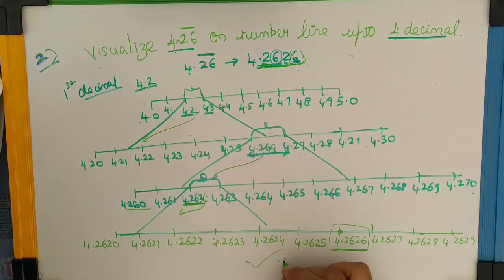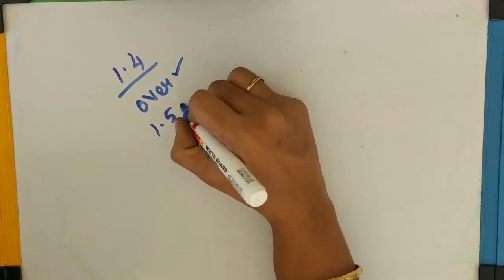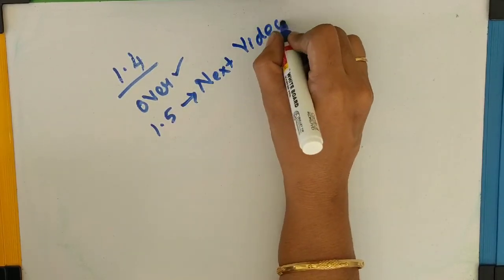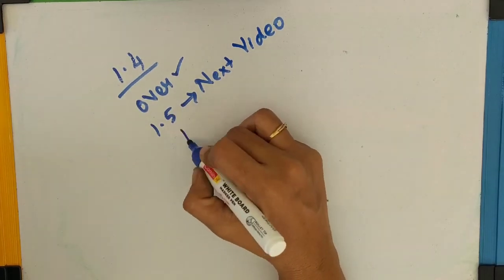Are you clear with this? Okay. With this, exercise 1.4 is over. It is a very short exercise, isn't it? Okay. Now we can see exercise 1.5 in the next video.